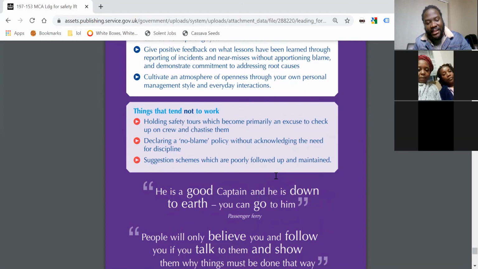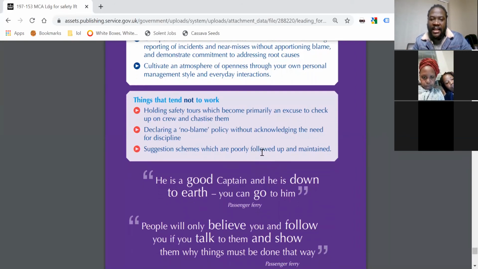Now, if you're doing these checks, I know on some of my ships they call them Holy Spirits or something. When they see the white coveralls walking around the ship, they know there's a problem. They just run away because they see the white coverall man. No blame policy, yes, but there's need for discipline.